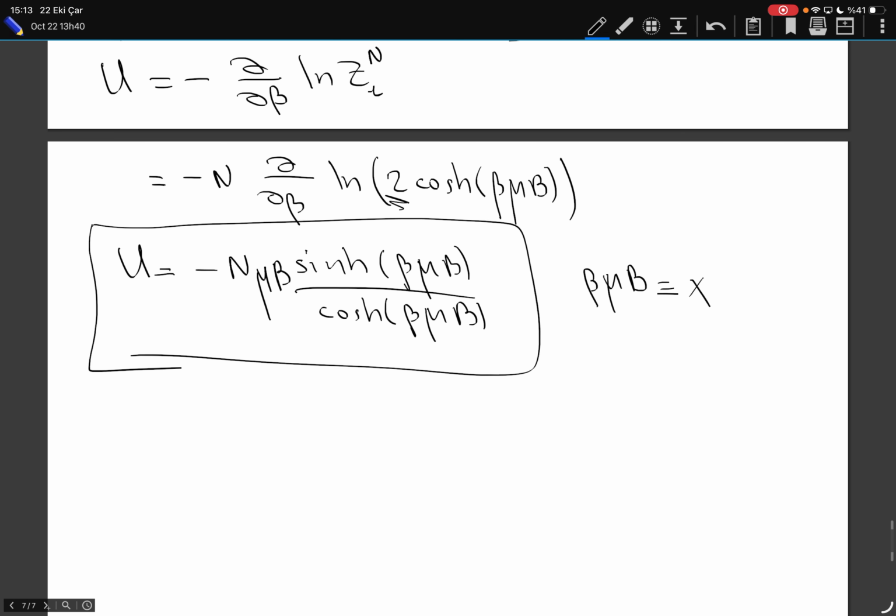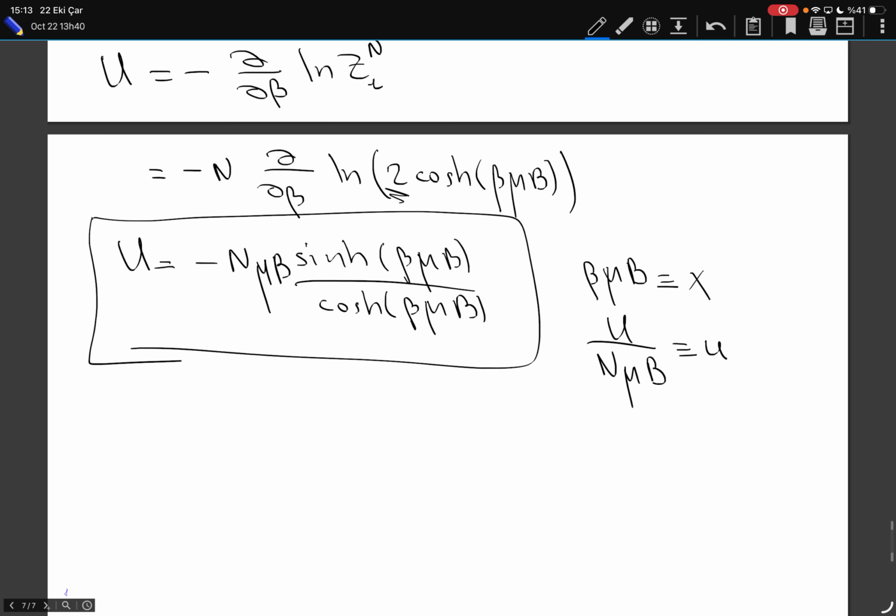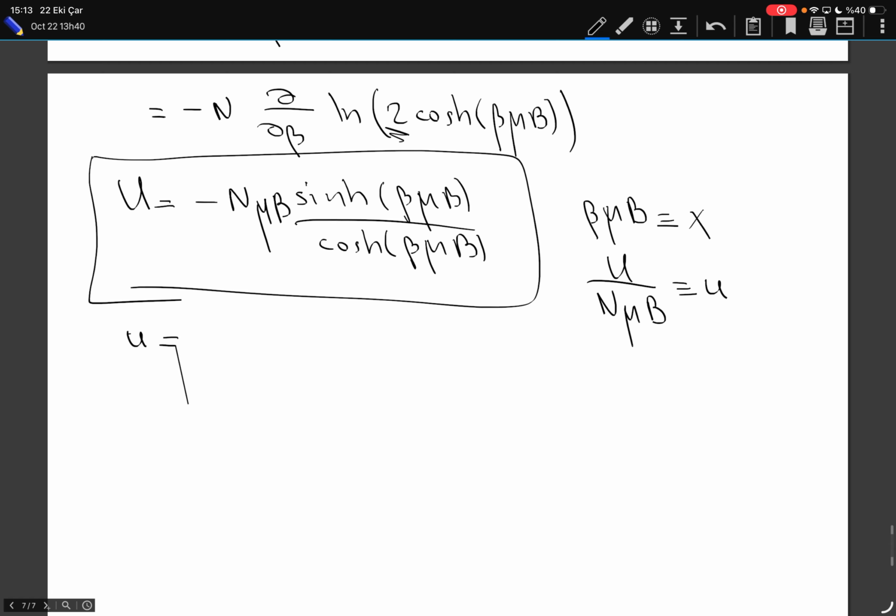Now, at least this time I can determine the temperature as a function of the energy of my system. So U will be minus N. Well, let me also call U over N times mu B as small u. So the small u, energy per particle, per dipole, if you like, will be equal to minus e to the power 2x minus 1 divided by e to the power 2x plus 1. I just multiplied numerator and denominator by e to the power x.